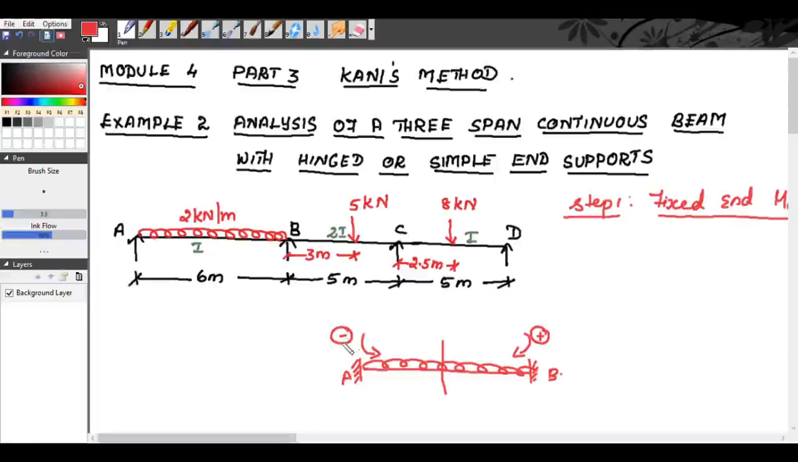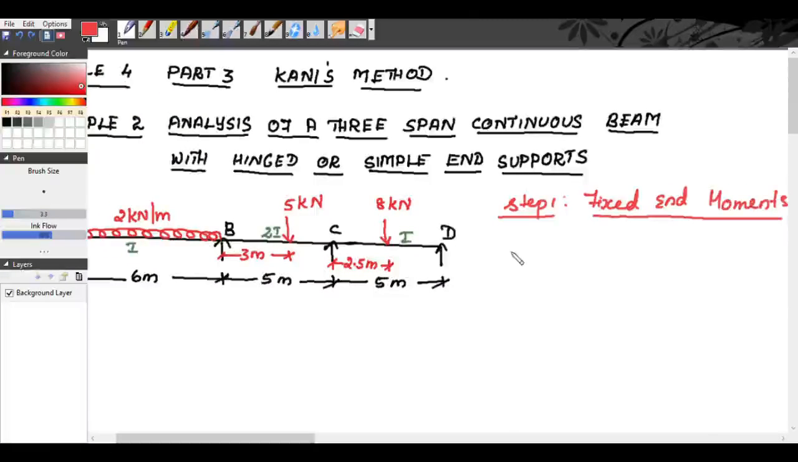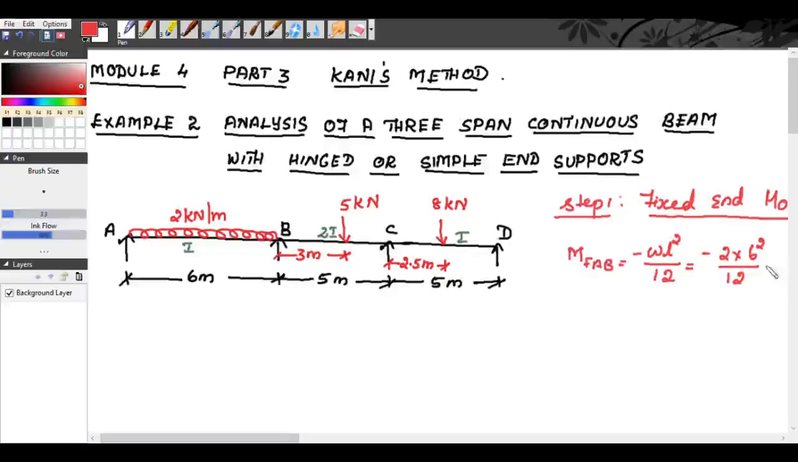Since it is a UDL, our fixed end moment M of AB will be equal to minus WL square by 12, and M of BA will be equal to plus WL square by 12. So we will find M of AB as minus 2 into 6 square divided by 12.